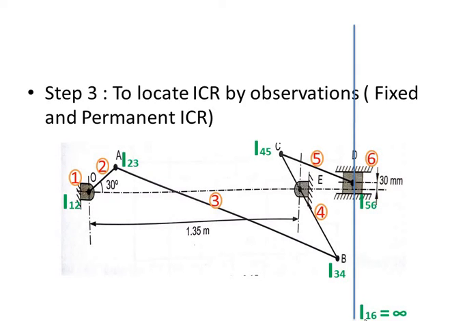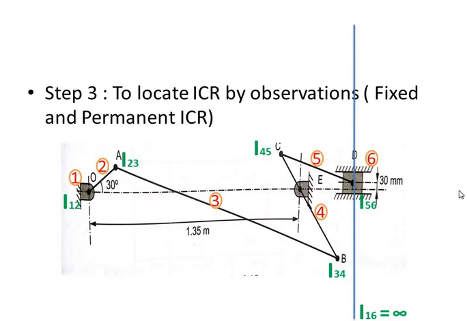So the radius is at infinity. So that's why the center is at infinity. So the ICR I16 is at infinity. Remember, the ICR of a slider with respect to a link on which it is sliding is always perpendicular to the motion of the slider, at infinity.